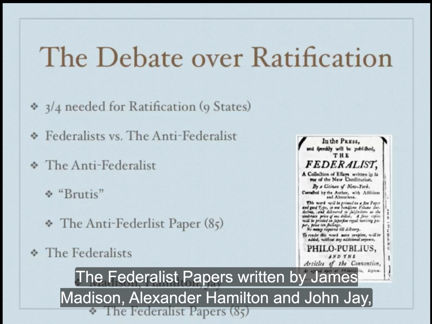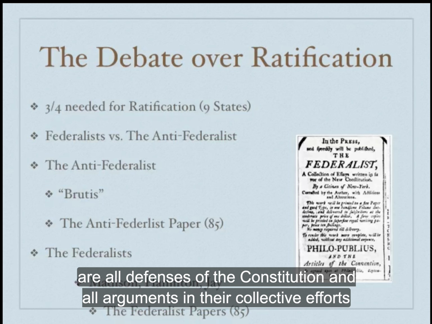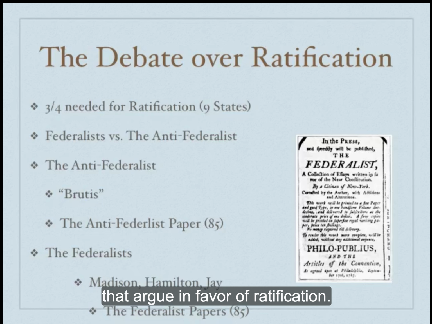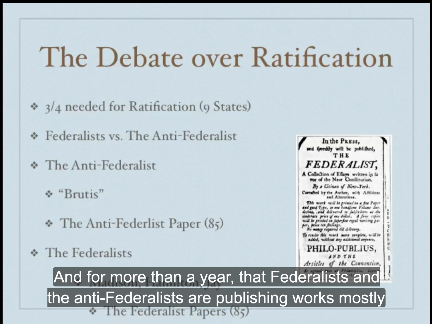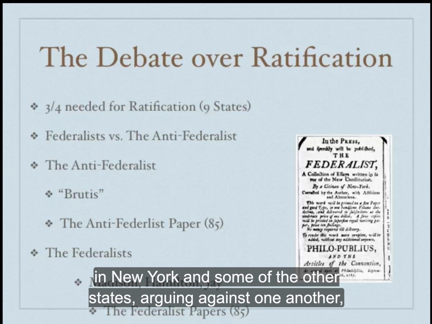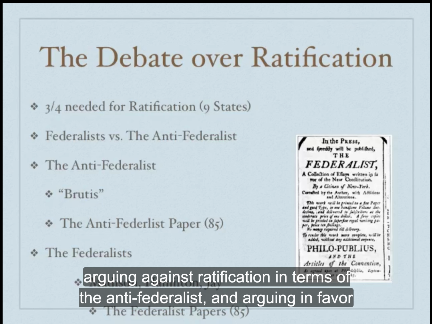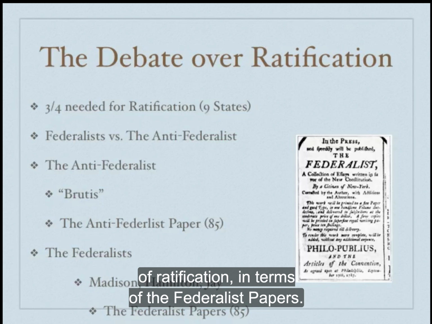The Federalist Papers, written by James Madison, Alexander Hamilton, and John Jay, are all defenses of the Constitution and all arguments in their collective efforts that argue in favor of ratification. So the stage is set, and for more than a year, the Federalists and the Anti-Federalists are publishing works, mostly in New York and some of the other states, arguing against one another: arguing against ratification in terms of the Anti-Federalists, and arguing in favor of ratification in terms of the Federalist Papers.